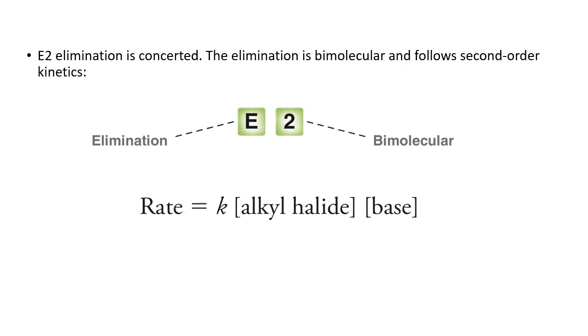So let's look at the rate law of an E2 elimination. The E stands for elimination, and 2 means bimolecular or second order. And if you recall, the sum of the individual reactant orders is equal to the overall reaction order. So 1 plus 1 equals 2. We can see that the rate of an E2 reaction depends on the concentration of the substrate, alkyl halide, as well as the concentration of the base.